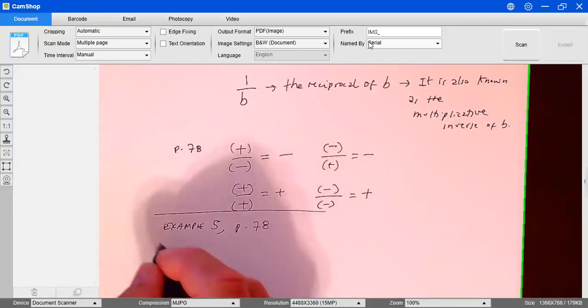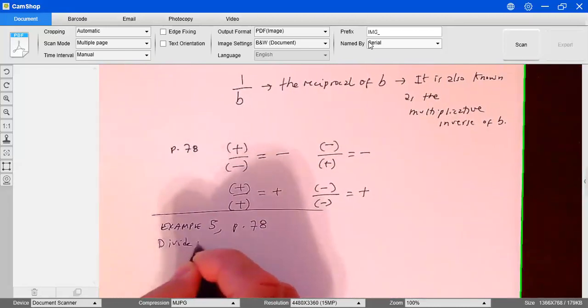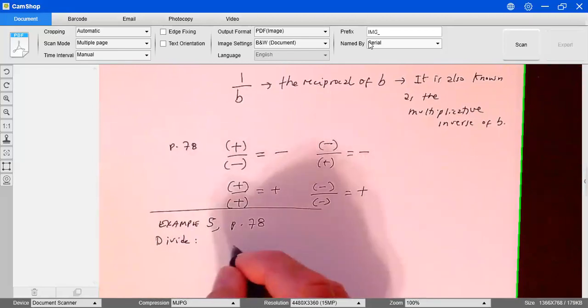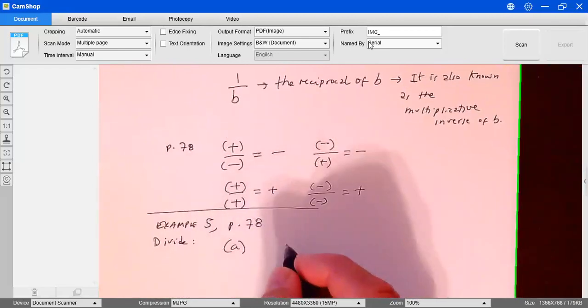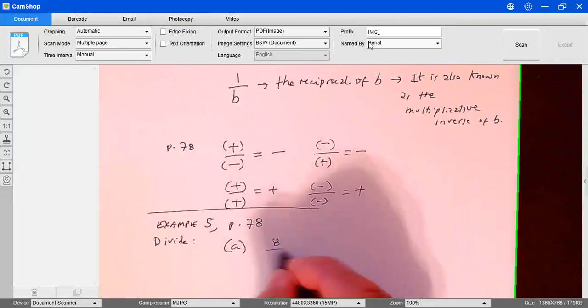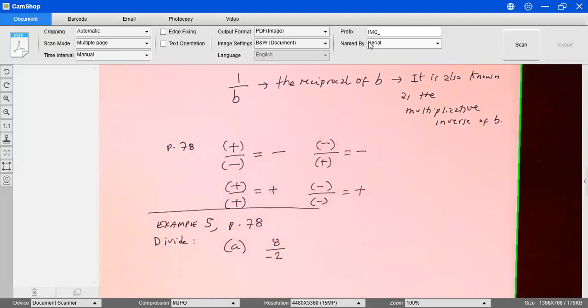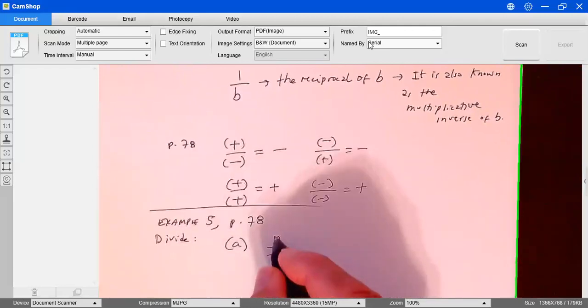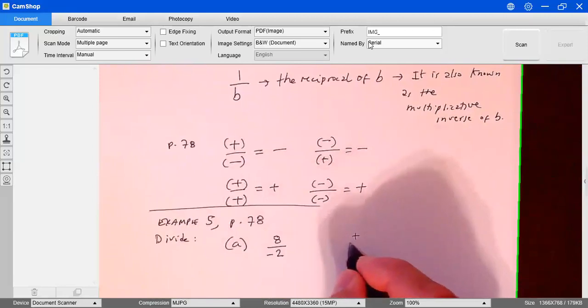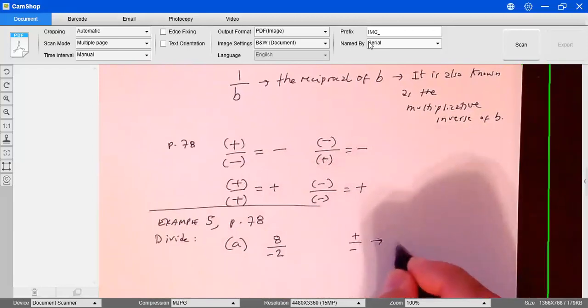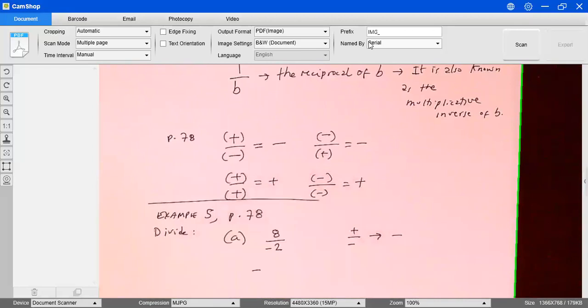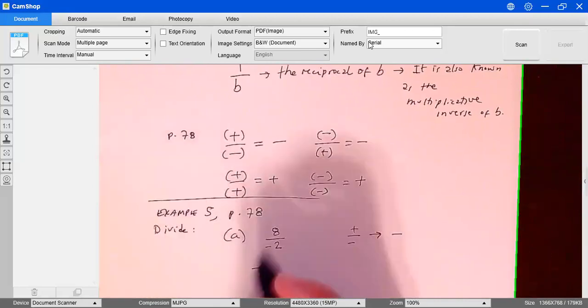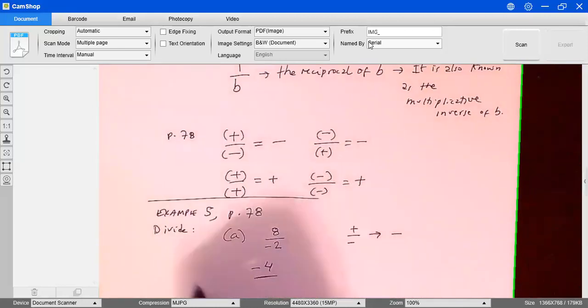So this is about division, so we're going to divide. The first case is just 8 divided by negative 2. Again, this is positive divided by negative, so the answer is going to be negative. So we need to write here negative. And 8 divided by 2, so you just focus on the absolute values. 8 divided by 2 is 4. So that's the answer.